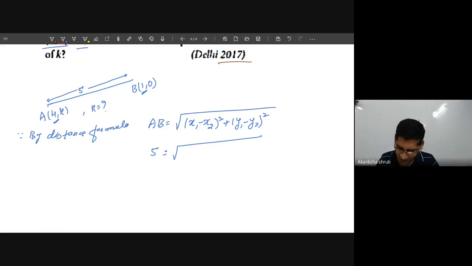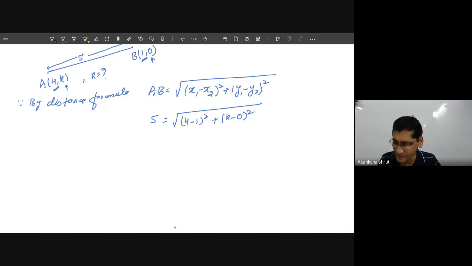So this is our 5 equals the square root of, substitute the x coordinate of A and the x coordinate of B, focus on that and take their difference: 4 and 1. So 4 minus 1 squared plus, now take the difference of their y coordinates, k minus 0 squared. Now you have to simplify. How to simplify this square root? Square both sides, so 5 squared equals 4 minus 1, which is 3, squared plus k squared.